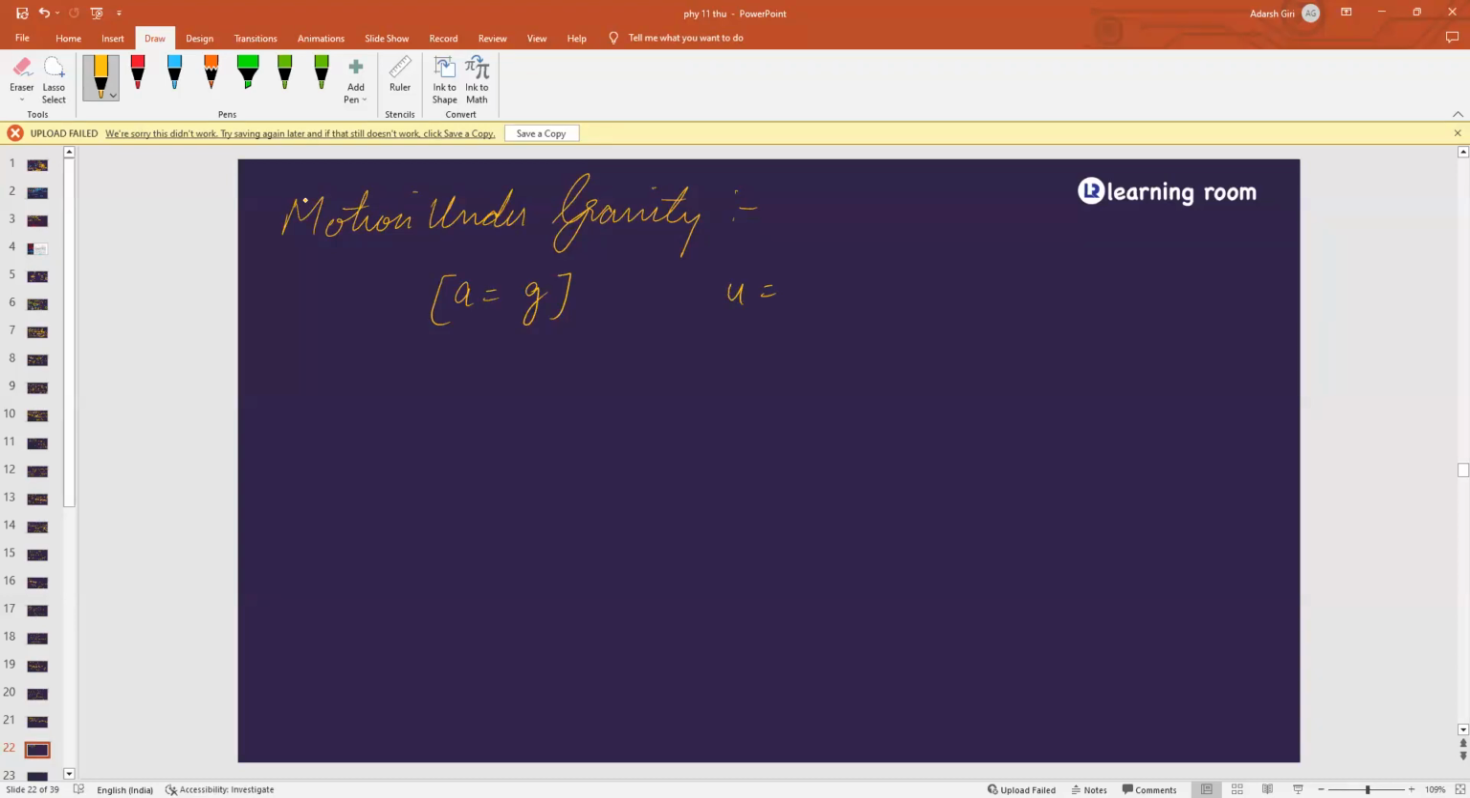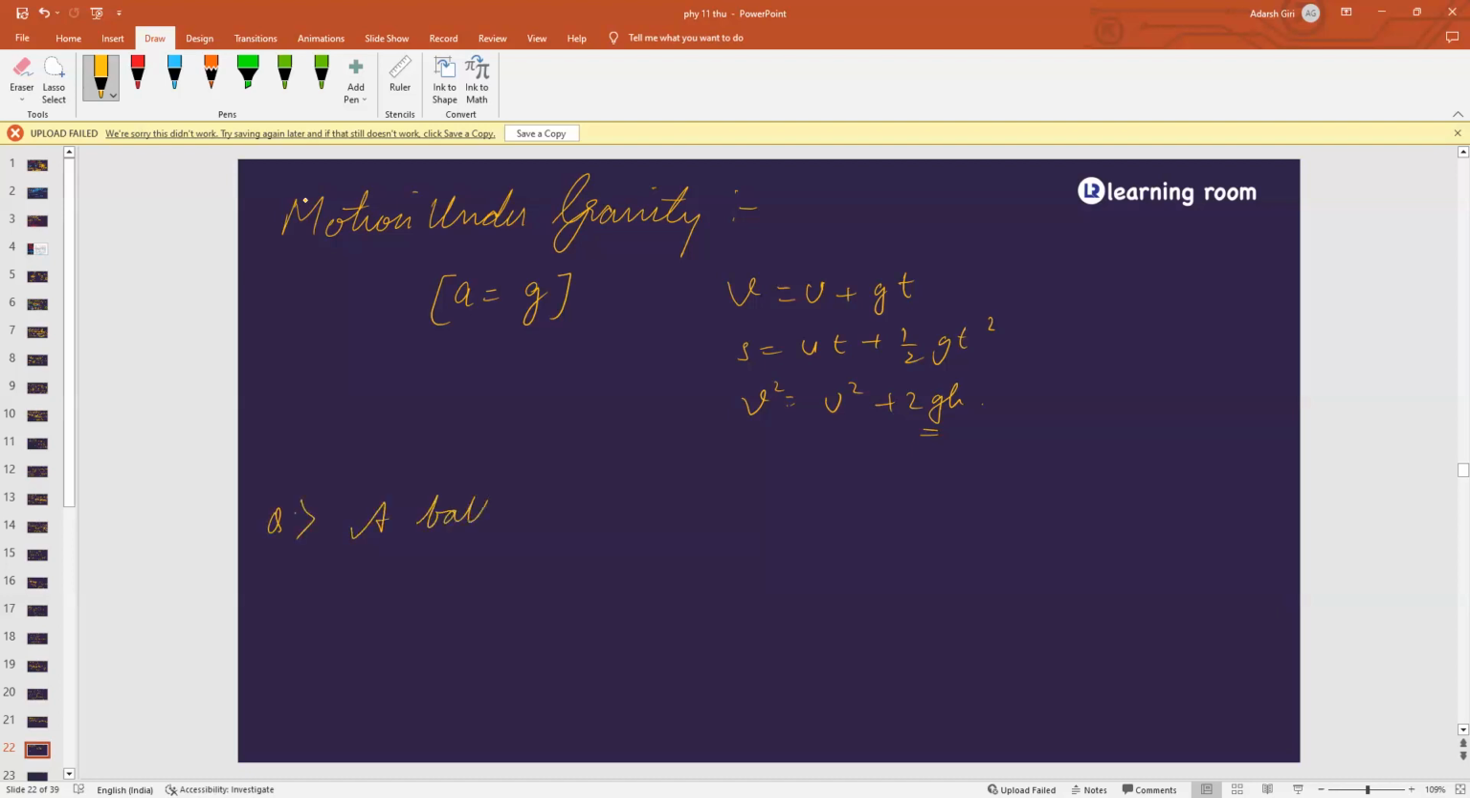All the equations are the same, but that a becomes g. For example, v is equal to u plus gt, or s is equal to ut plus half gt square, or v square is equal to u square plus 2gh, where h is the height which it is traveling. This is what you have to focus upon. Rest everything is the same.